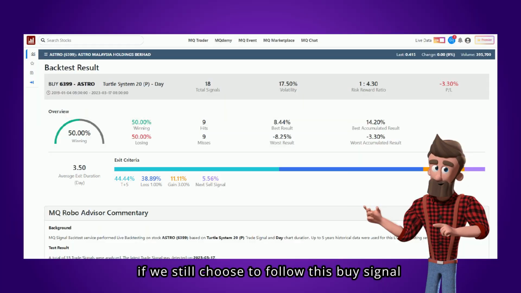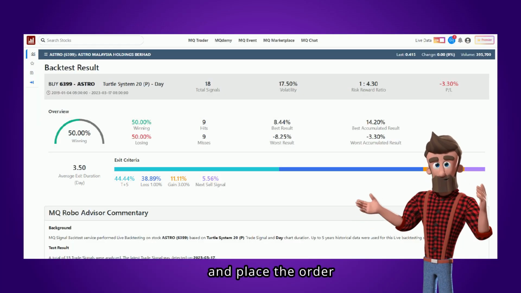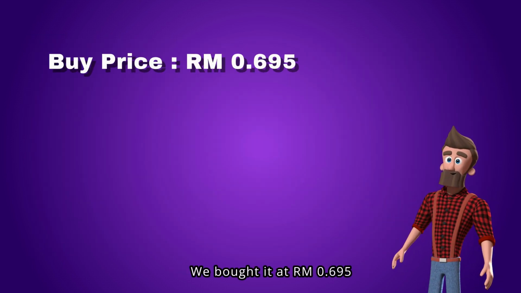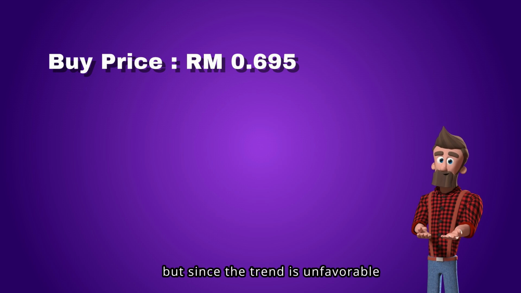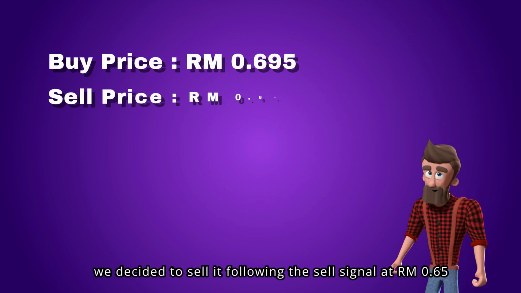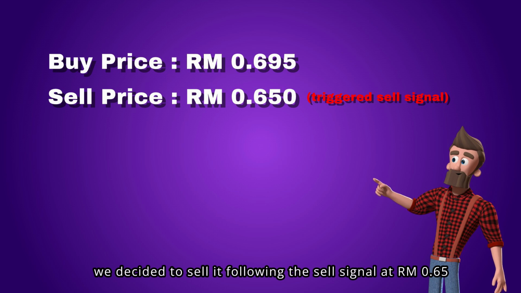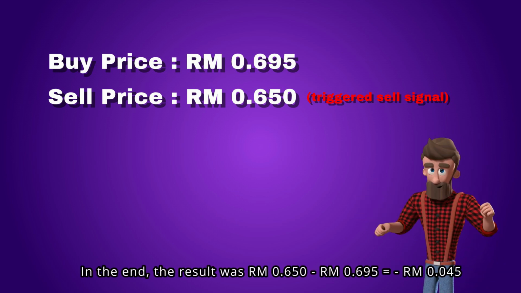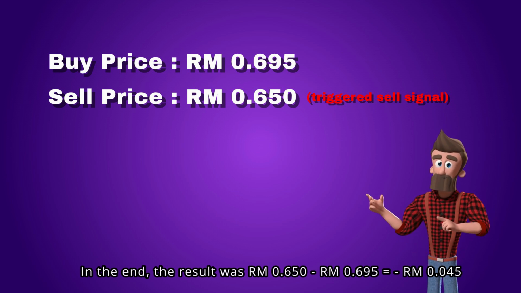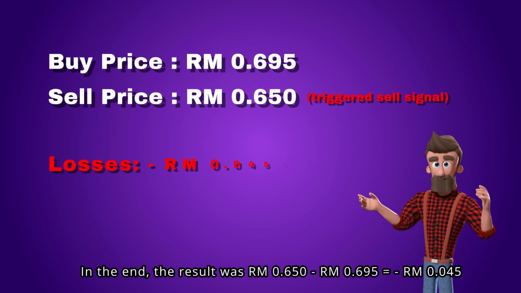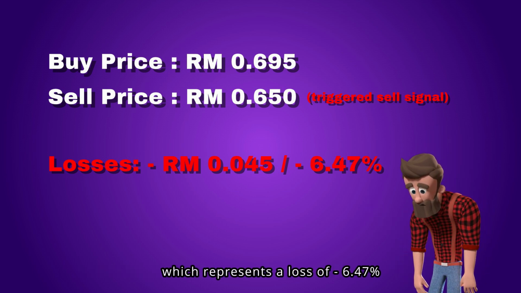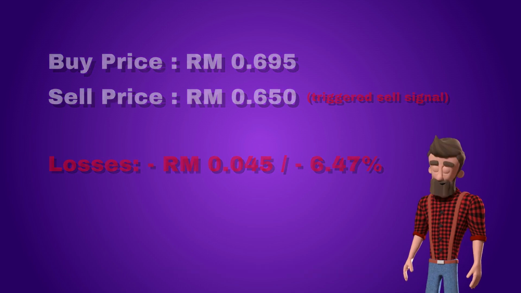If we still choose to follow this buy signal and place the order, let's see what the result will be. We bought it at RM 0.695, but since the trend is unfavorable, we decided to sell it following the sell signal at RM 0.650. In the end, the result was RM 0.650 minus RM 0.695 equals negative RM 0.045, which represents a loss of negative 6.47%.